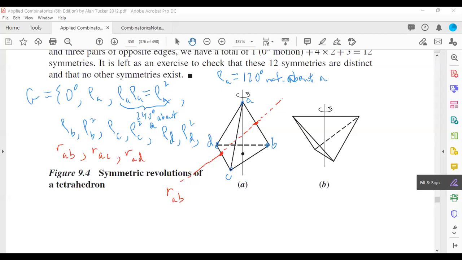And why don't I need to list anything else, like R of BC, for instance? Because that would be the same as R of AD. Yeah, that's right, because that would be the exact same thing. Opposite edges are uniquely determined once I pick one of them. Okay, all right.